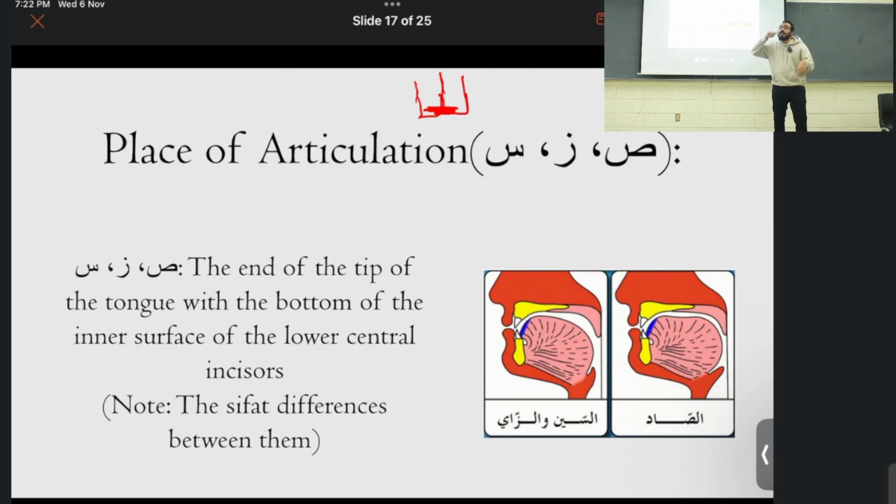Okay? Now, it's very important. Hazm, he says, the bottom of the inner surface. Very accurate. Okay, what if I go up a little bit? What if I hit it here? Now hear this. I'm going to do the correct one, then I'm going to go up a little bit. It gets harder to get the same s sound. It gets harder to make the same sound.